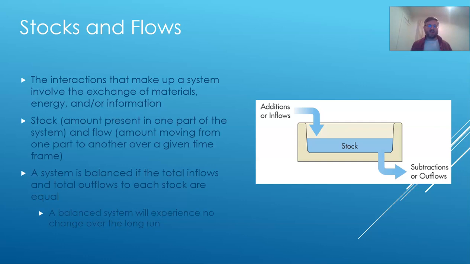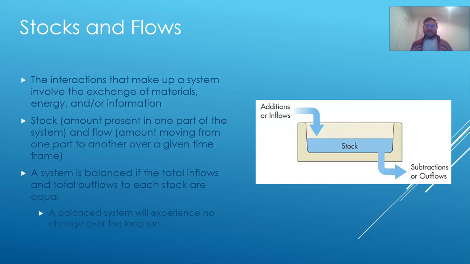So a stock is the amount of that stuff that's present in one part of the system at a particular time. Then a flow is the amount that moves from one stock to another stock over a given time frame. Okay, so our stocks are where we find our materials, energy, information, whatever it is that's being exchanged in the system. We have sort of pools of those that form these stocks, and then flows connect the stocks. Flows move stuff from one stock to another.